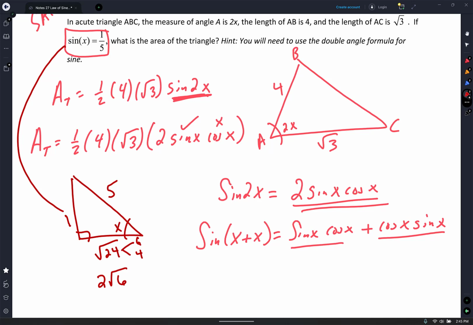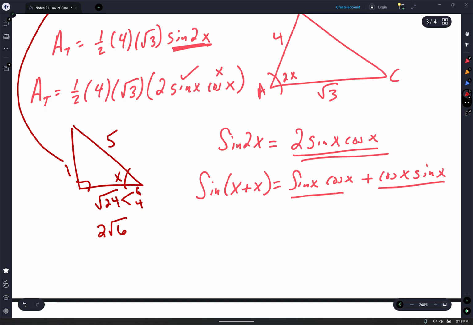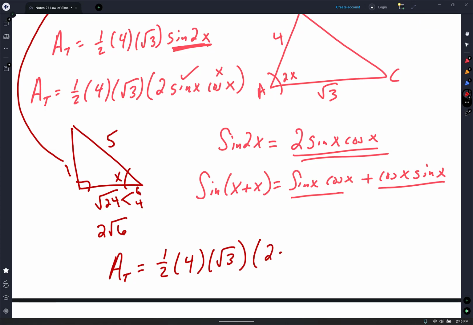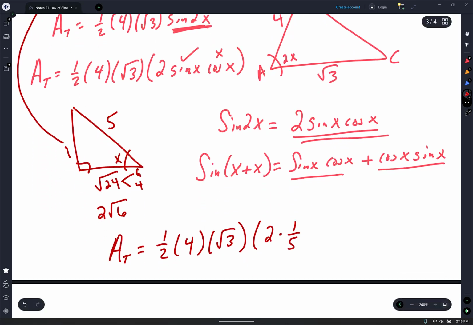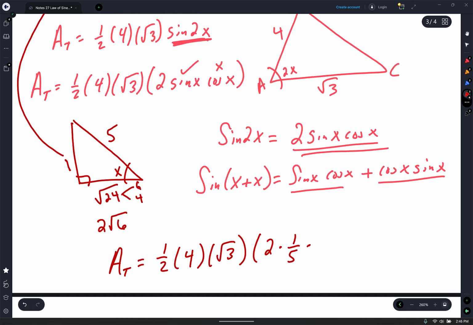I got everything. Oh, where'd the 1 come from? I got that from the sine x, 1/5. One half times 4 times square root of 3 times 2 times sine x, what was sine x? They told it to me. 1/5 times, what is cosine x? Adjacent over hypotenuse, 2 square root of 6 over 5. All right, let's see if we can do this without a calculator, guys.